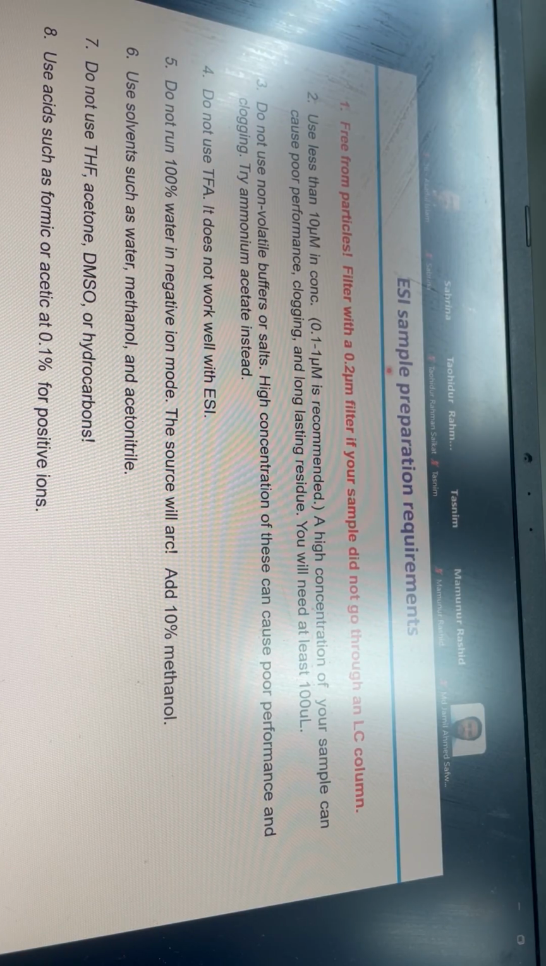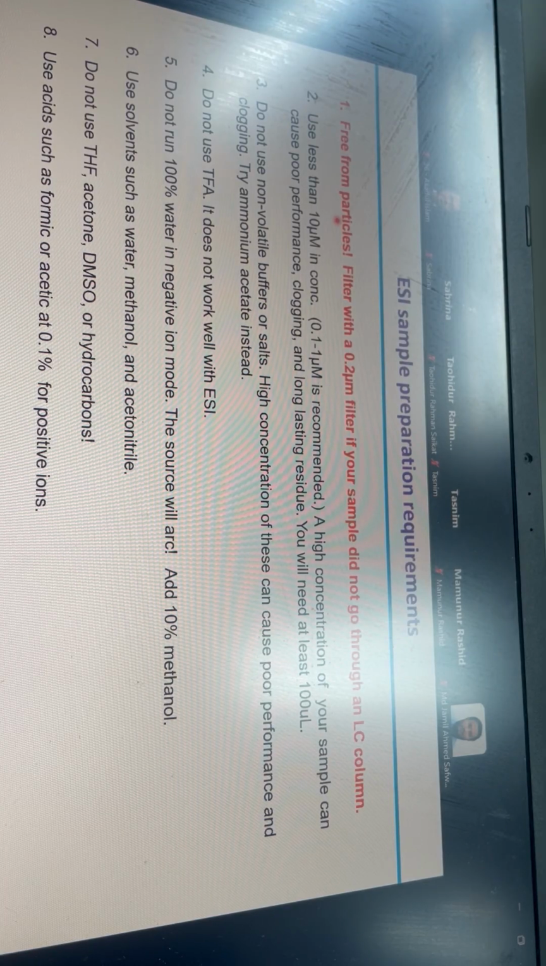So the most important thing for ESI sample preparation is that you need to remove all the other particles present in your sample, so you need to use some kind of filter. You need to make your sample less concentrated, 10 micromolar or 0.1 to 1 micromolar is better. High concentration samples will clog the system. And at least you need 100 microliters of sample. Do not use non-volatile buffer or salt. These are not recommended for ESI. Do not use TFA, it does not work well with ESI.